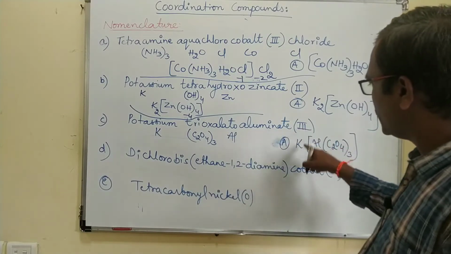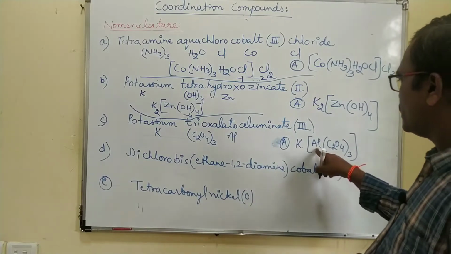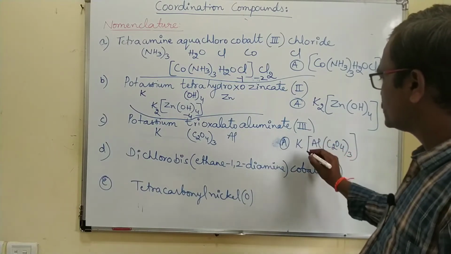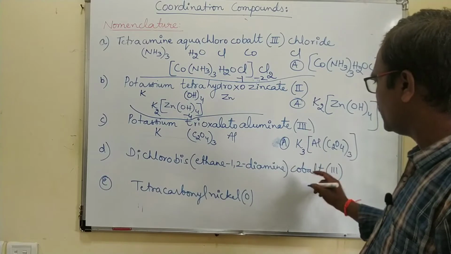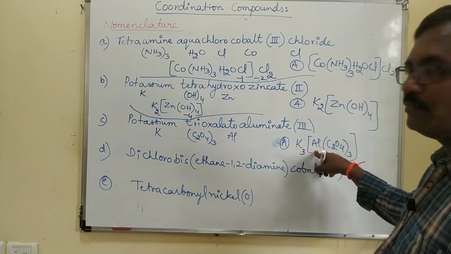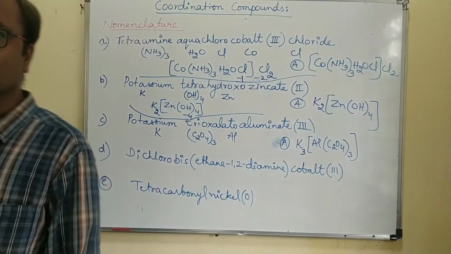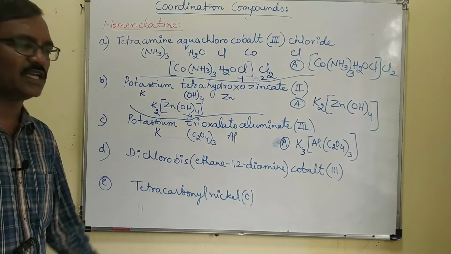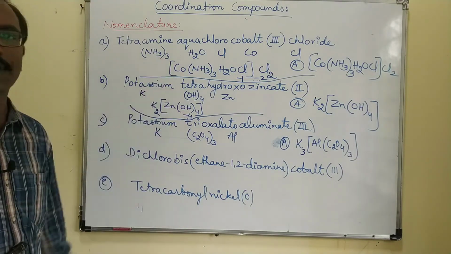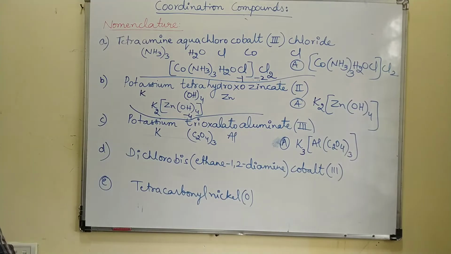Aluminum, it is aluminate because this one is a positive charge, this one is a negative charge. So aluminate 3. If it is K3, this becomes minus 6, this becomes plus 3. That's why aluminum becomes plus 3. You need to practice, otherwise there will be a lot of confusion. Then only you will understand. You need to practice oxidation numbers. You need to understand the nomenclature rules.